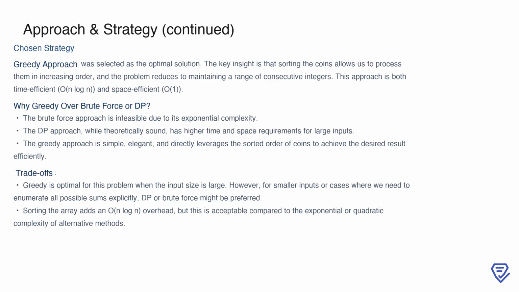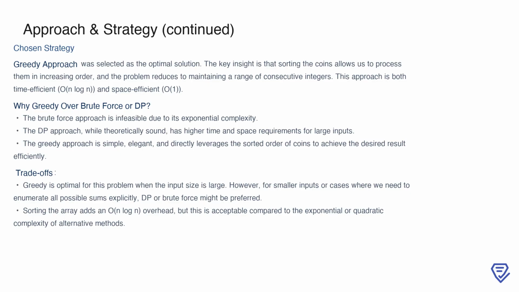The main insight is that sorting the coins allows us to process them in increasing order, simplifying the task of maintaining a range of consecutive integers. This approach is both time efficient, with a complexity of O(n log n), and space efficient, requiring only O(1) additional space. When comparing the greedy method to alternatives like brute force or dynamic programming, the advantages become clear.